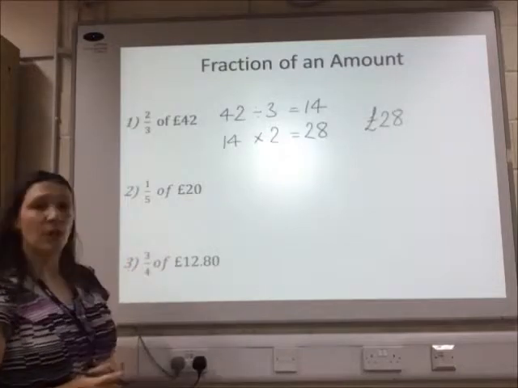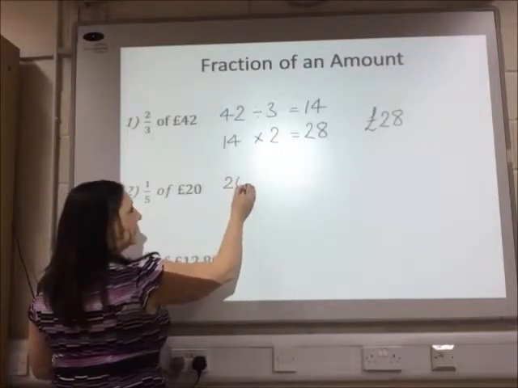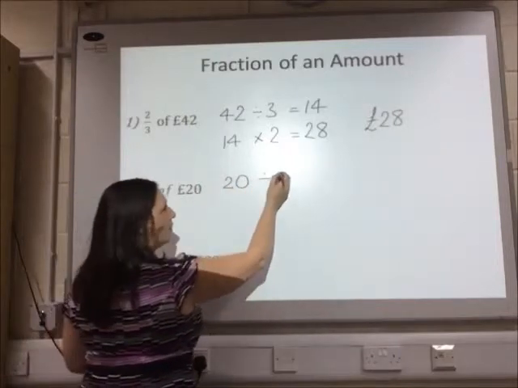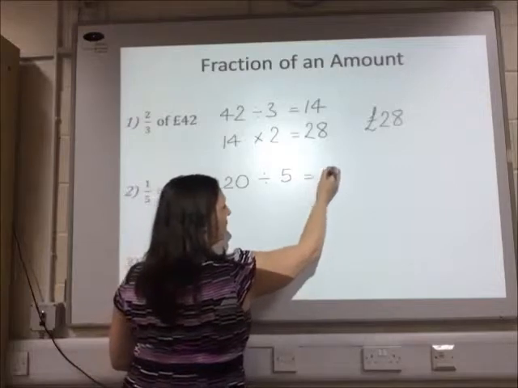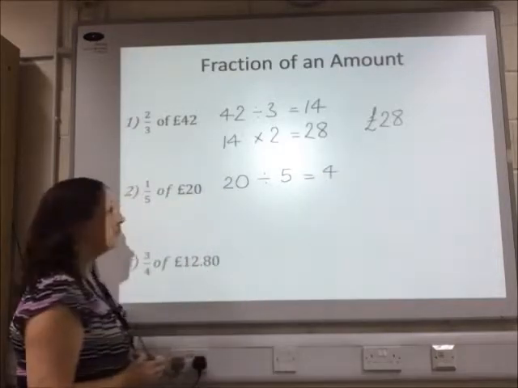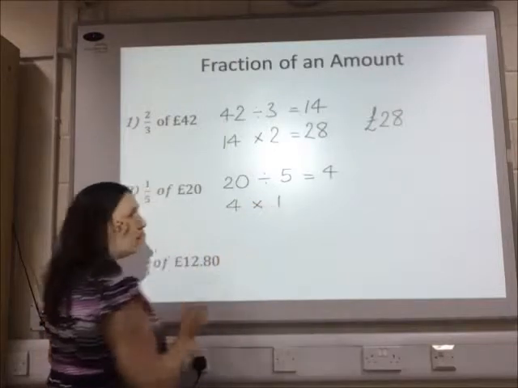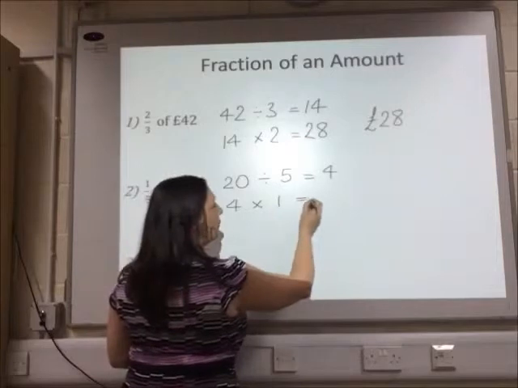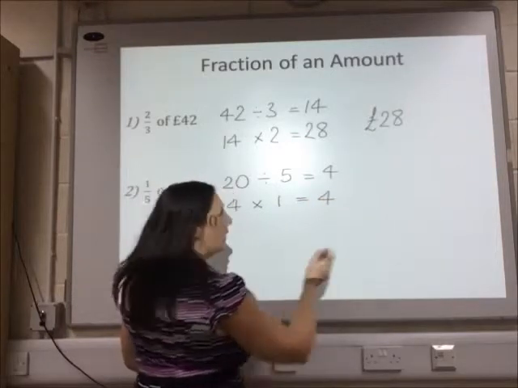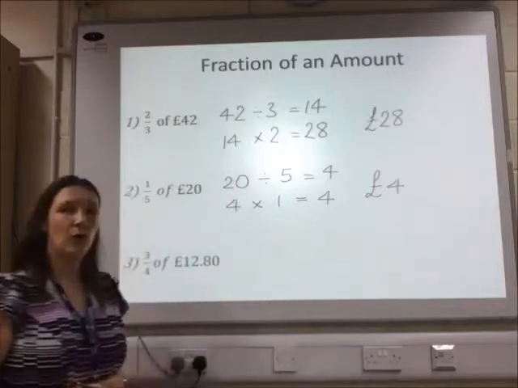If we look at the second question and follow the same process, we take our amount, which is 20, and we divide by the number on the bottom, which is 5. 20 divided by 5 will give me 4. We now take that answer of 4 and multiply it by the number on the top, which in this case is 1. 4 times 1 is 4, and again this was in pounds, and so my final answer is £4.